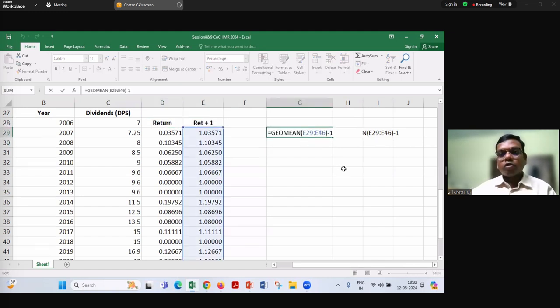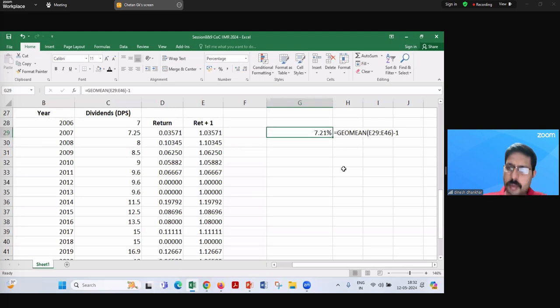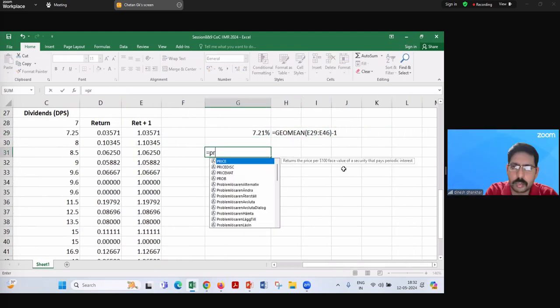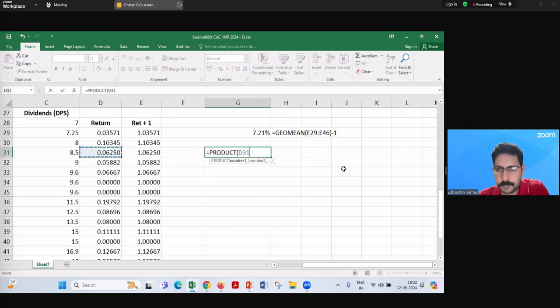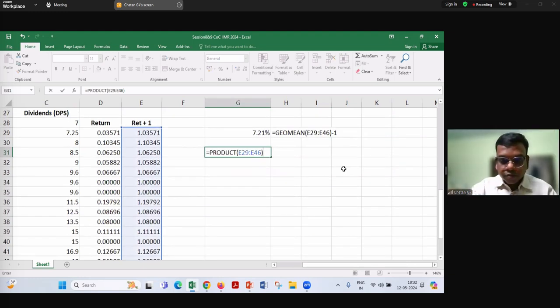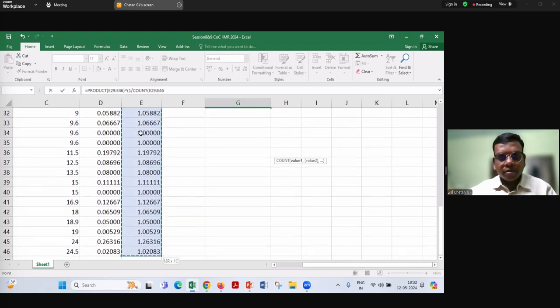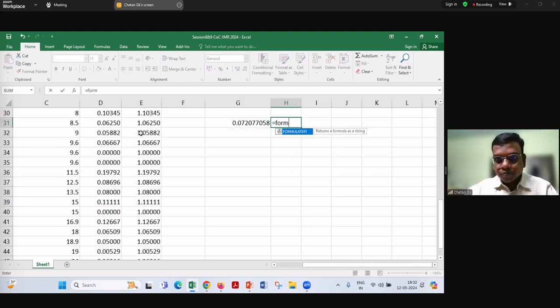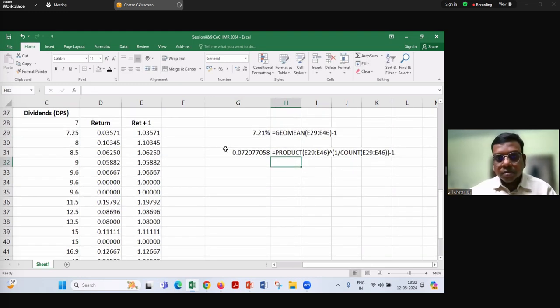Class, any doubts here? What we did? Sir, can you show the actual formula for the product which you did? Product, I deleted that. Okay, I'll do that as well. No issue. 0.01. So product raised to 1 divided by count, minus 1, right? Hopefully we should get the same answer.